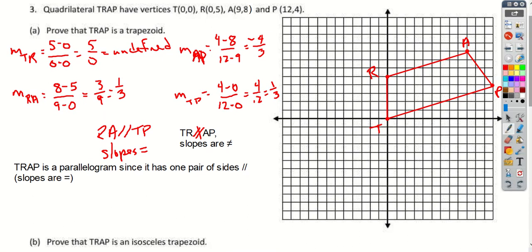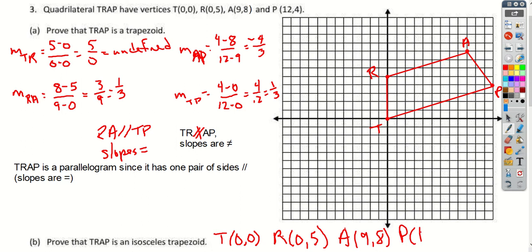All right, next thing we need to show is that it's an isosceles trapezoid. So I'm just going to write down these coordinates. Feel free to skip past this part if you really want to, but it'll take just a second. It's just so we have it to do work.